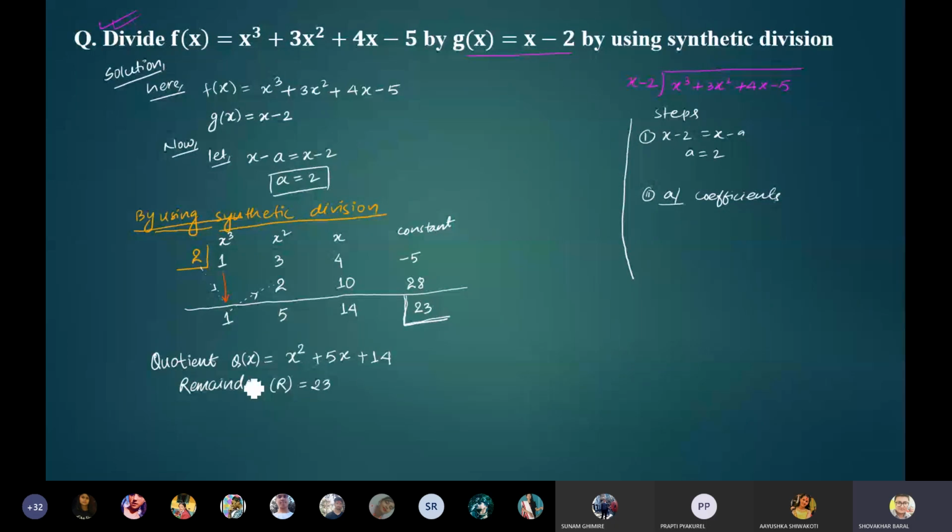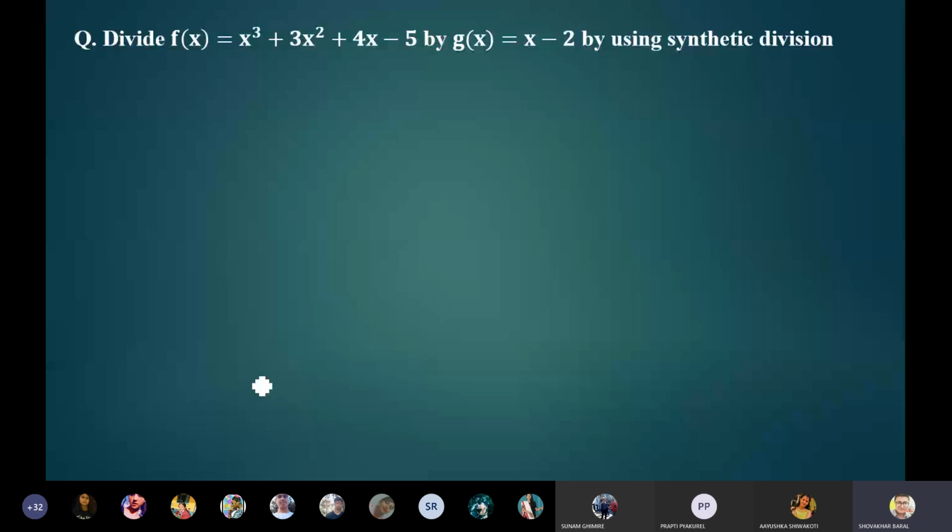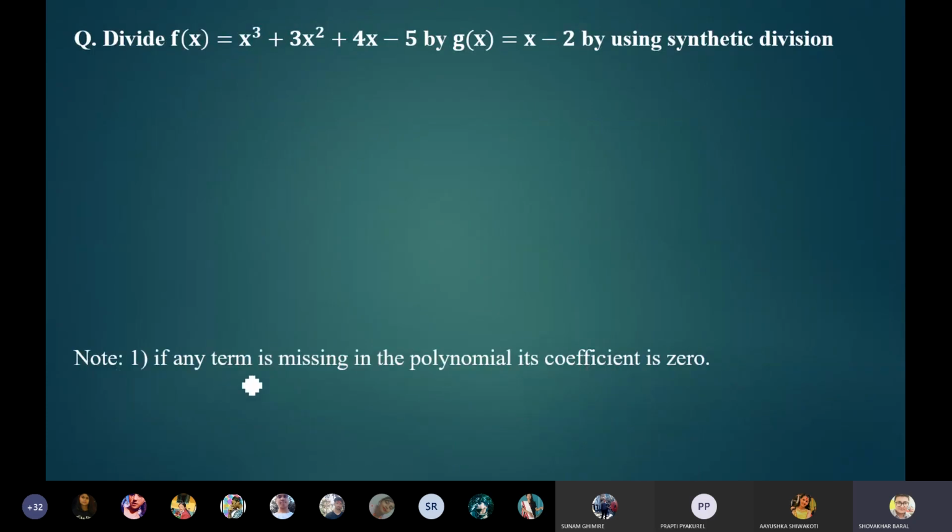Have you copied it or not? Let me erase this one, and there is some notes for here. Okay, if any term is missing in the polynomial, its coefficient is 0. Write this note also at the top of your copy. If any term is missing in the polynomial, its coefficient is 0.